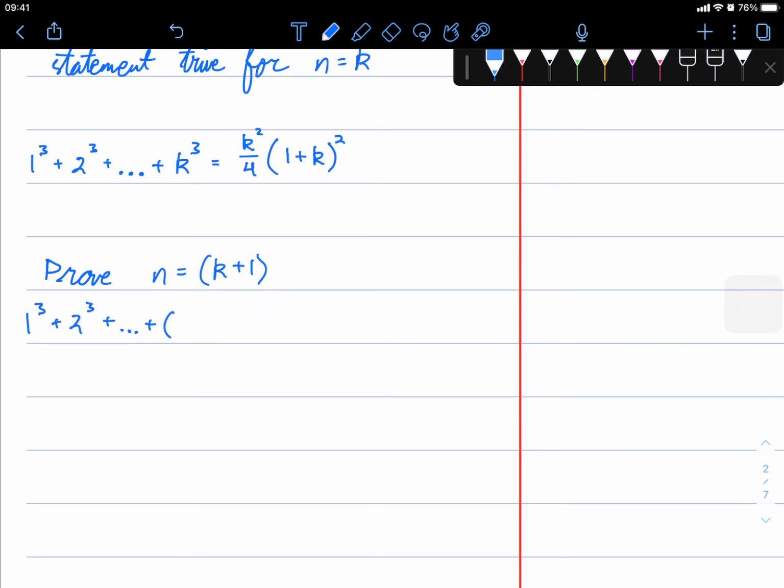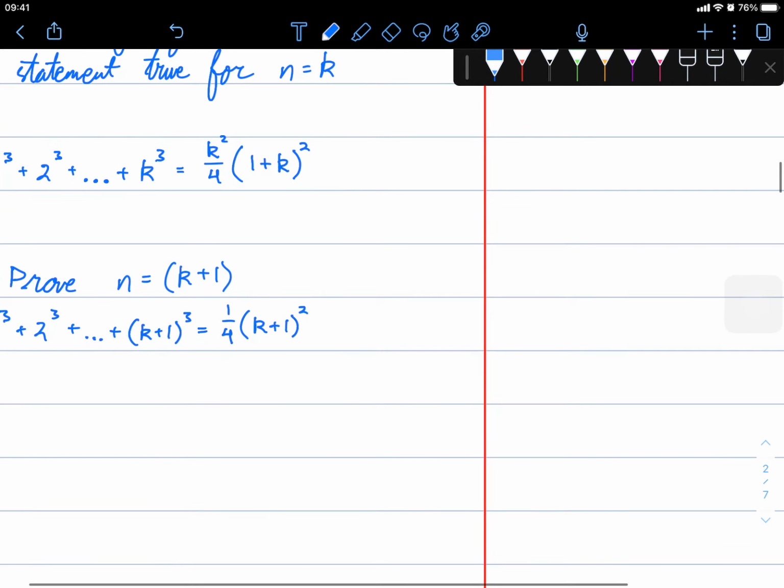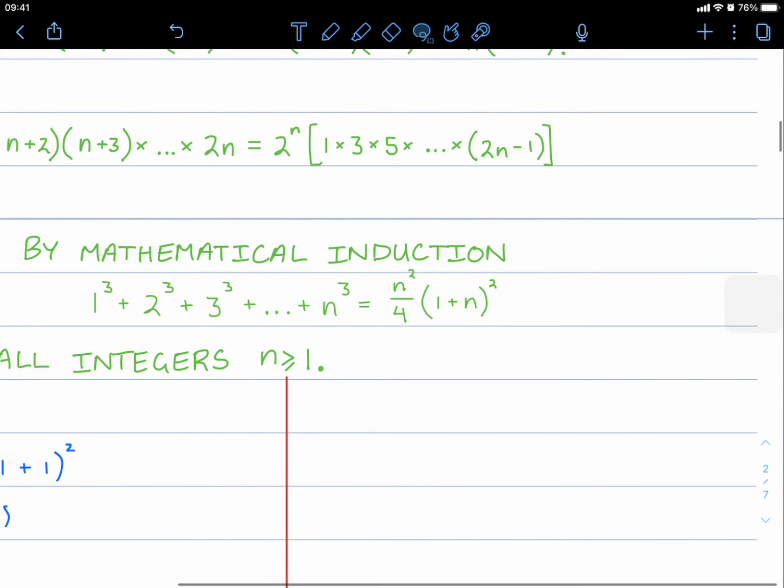So it's going to become (k plus 1) cubed is equal to, I'm going to rearrange this a little bit just to make it a little bit easier. It was n squared over 4. I'm going to write this as 1 quarter times (k plus 1) squared. Now, here's where it gets a little bit trickier again. Because the statement was, let me just copy this.